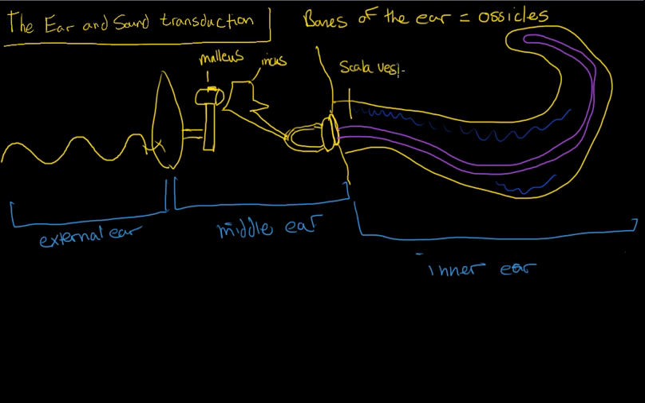Scala vestibuli. It's this area right here that's superior to this purple duct that I've drawn, and that's filled with perilymph. So those sound transductions are going to come through here, and they're going to enter the cochlear duct.